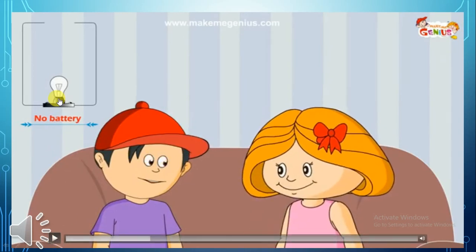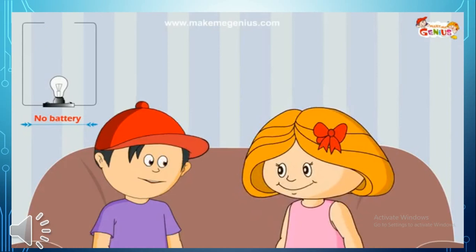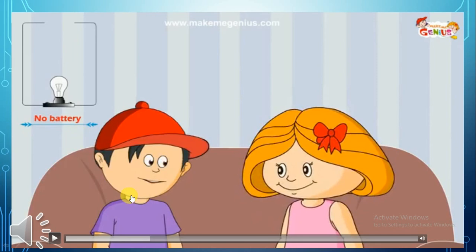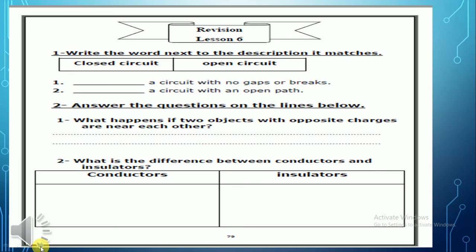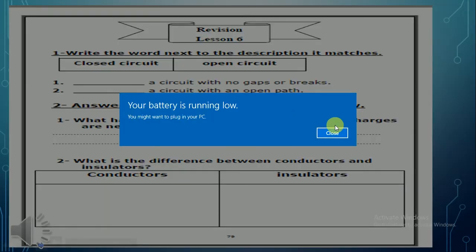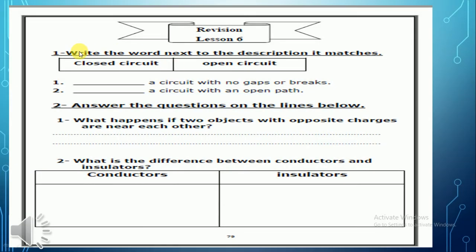Okay guys, so this electric circuit, think with me, is it missing something? Yeah, we are missing the battery here. If there is no battery, there is no electricity, no energy, and this will not be an electric circuit. Okay, so we're going to complete this video next session, inshallah. Let's now move to answer some questions here. We just need to answer this question.